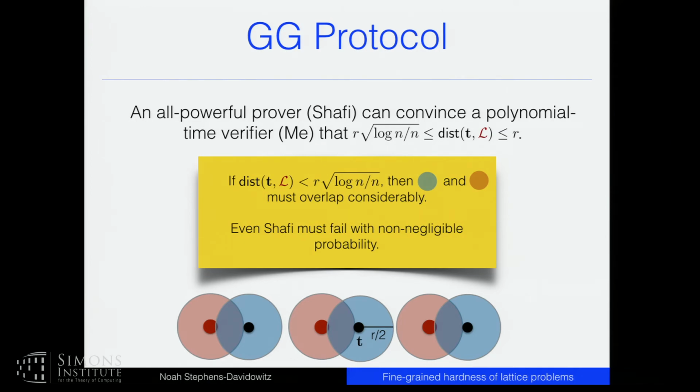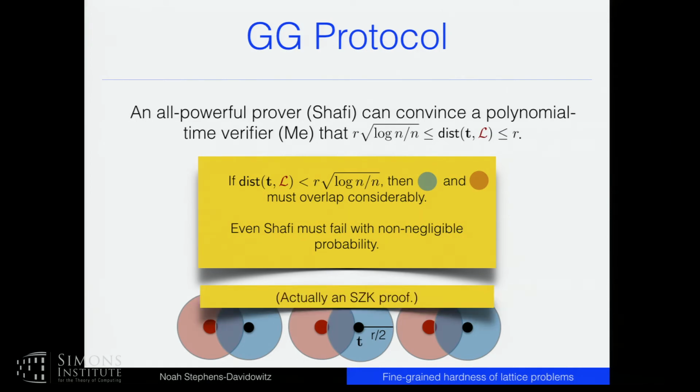Good. So actually, this is a statistical zero knowledge proof, in case you know what that means. This is a little stronger than what I showed you. But the moral of the story is for approximation factors above square root n over log n, we don't expect to prove NP hardness.